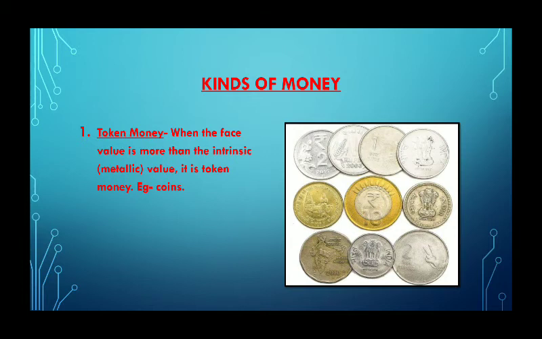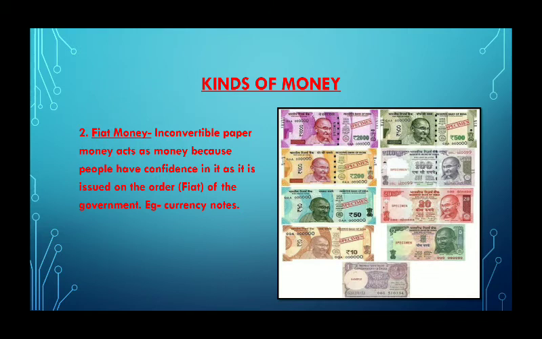The other one is fiat money. What is this? Currency notes. Inconvertible paper money is known as fiat money. Why so? Because the government issues orders for their production. So people have full confidence in this money. That is why it is called fiat money.